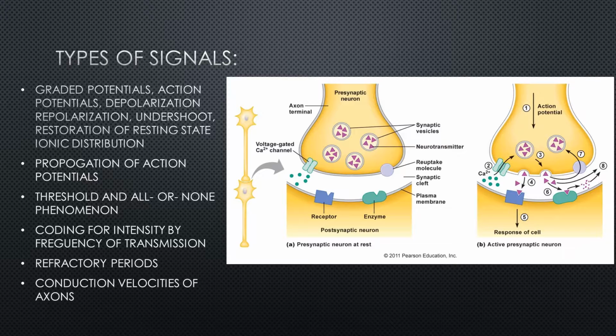Group A fibers are fast and large and heavily myelinated. Group B fibers are smaller and lightly myelinated, which are pain. And C fibers are unmyelinated and slower, and that has to do with the autonomic nervous system.